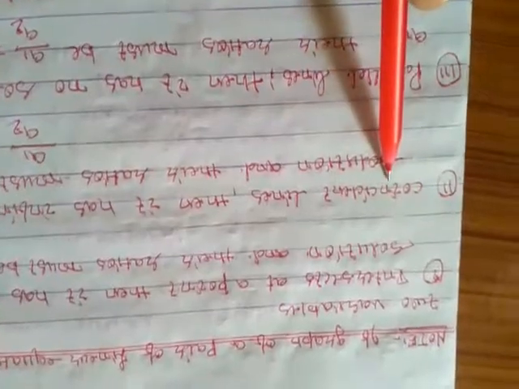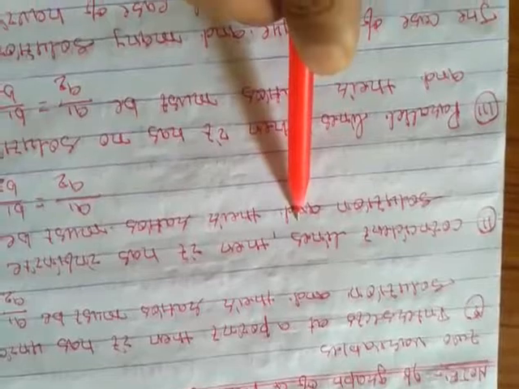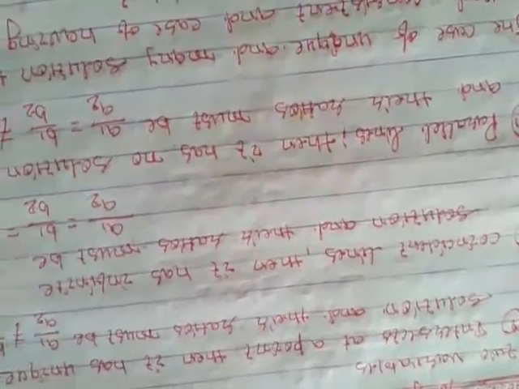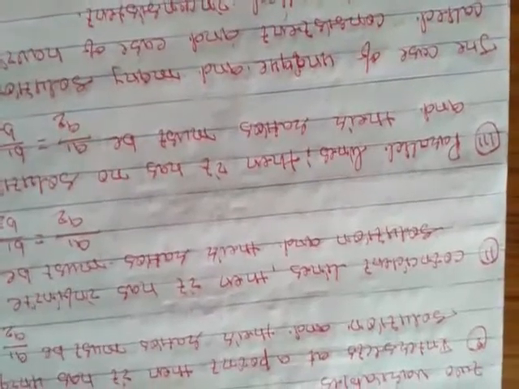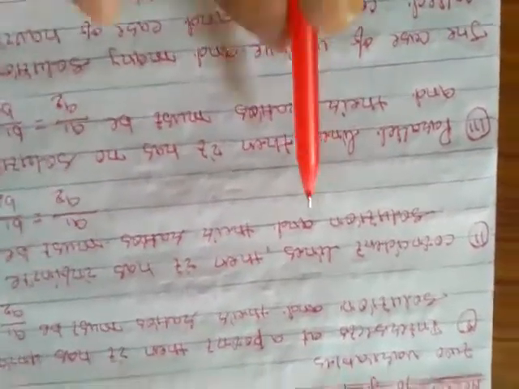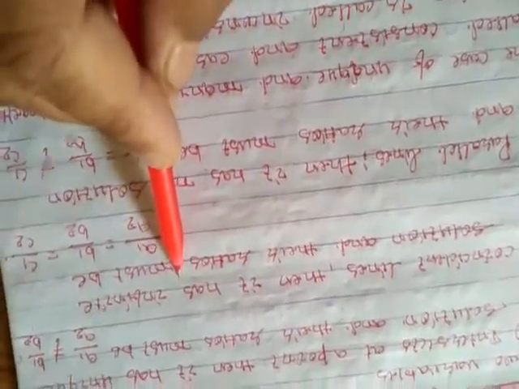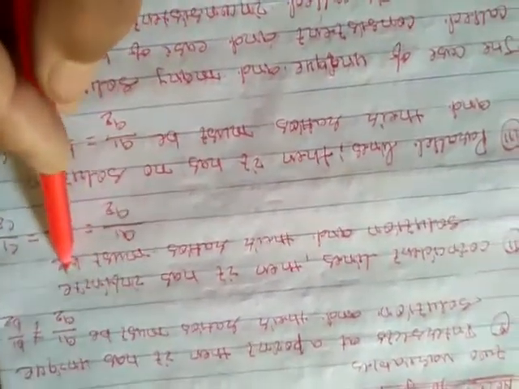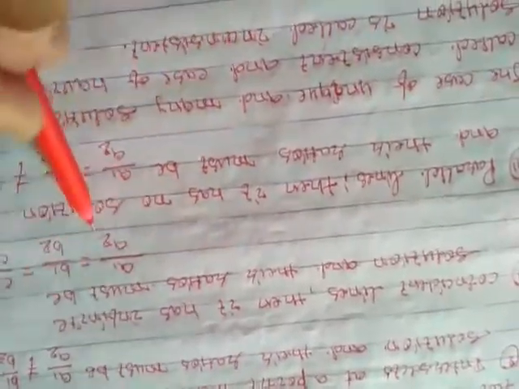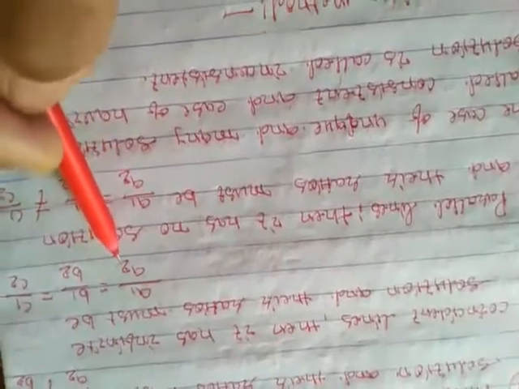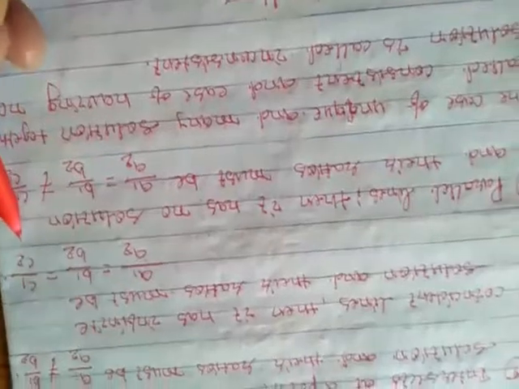If the lines are coincident, it means two lines overlap each other. It means that the two lines are such that they seem to be a single line. In this case the pair of linear equations will have infinite solutions and their ratios must be in the form a1 by a2 equals b1 by b2 equals c1 by c2.